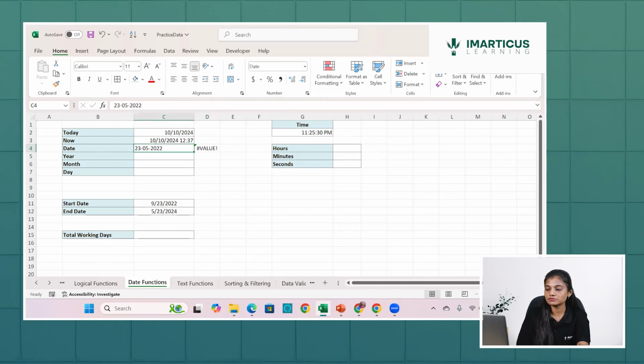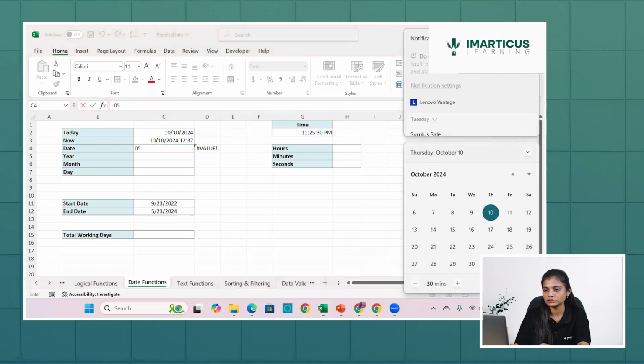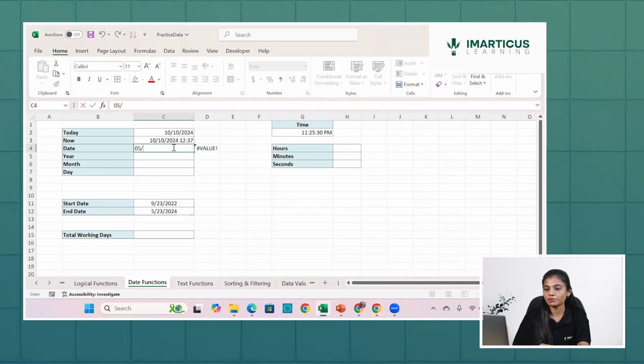If you see the date format of my system, what is it requiring? It is asking me first the month, then the day and the year. Obviously 23 could not be a month over here, and that's not the specific date format which is required. So I can remove this, and let's say I write month, day and the year for the same date.